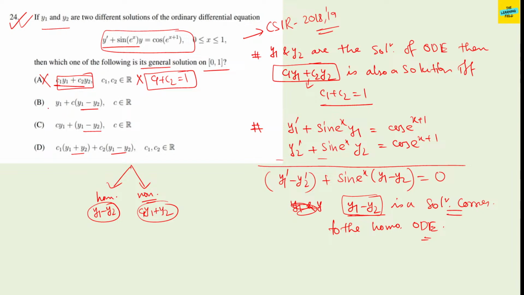Now in this option, the y1 minus y2 term stands for the homogeneous portion, and this is our constant. Since y1 minus y2 is a solution, any arbitrary constant multiple of y1 minus y2 is also a solution. Therefore this stands for the homogeneous part, and this portion, c1 y1 plus c2 y2, is equal to what?